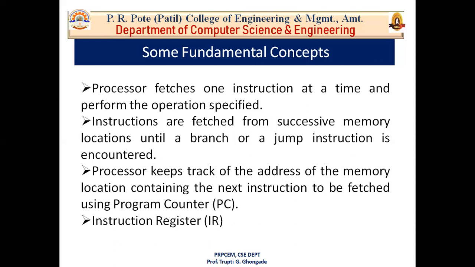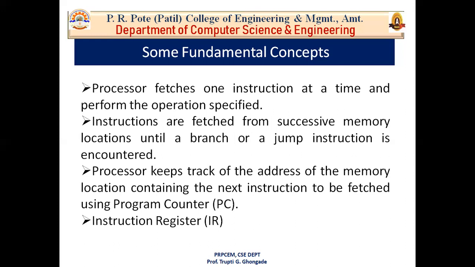But it's not the same all the time, because whenever there is a branch or jump instruction, your program will not execute in a sequential manner. When a jump is encountered, your PC will point to the instruction from where your loop starts. We have already discussed it, and if you don't know this concept or you are not getting what I'm telling you, just go to that video and clear your concept about branch and jump instructions. So the instructions are fetched from successive memory locations until a branch or jump instruction is encountered.